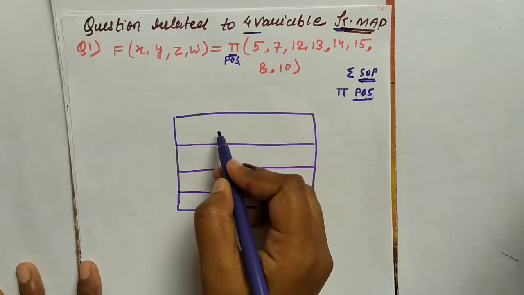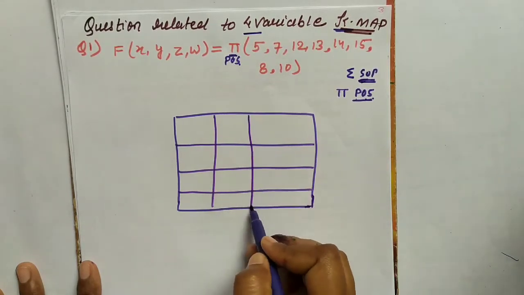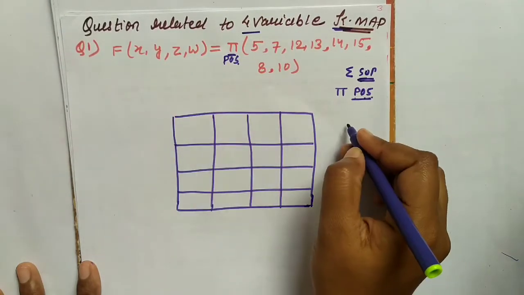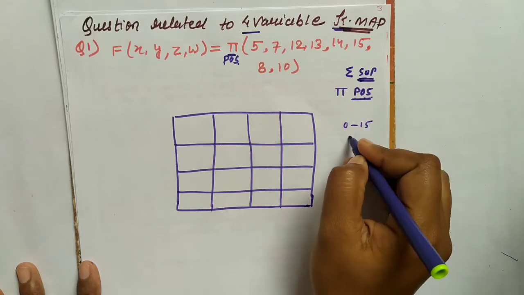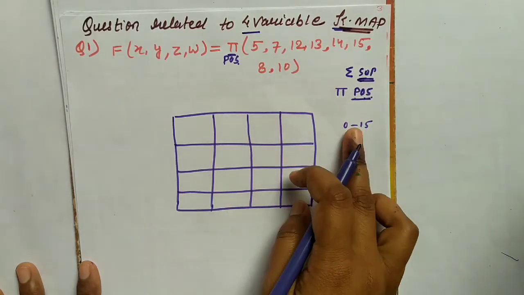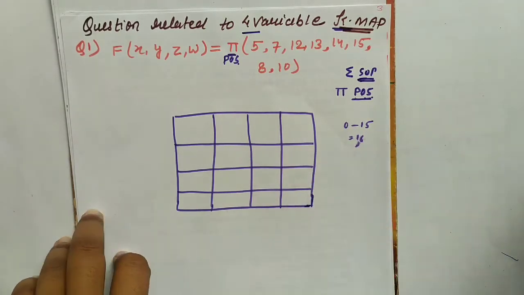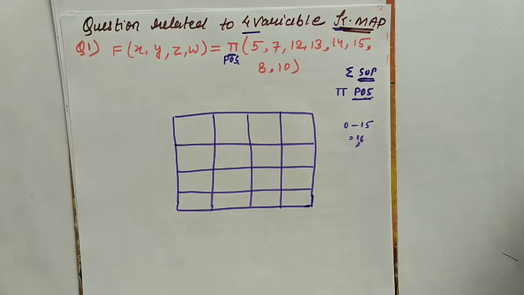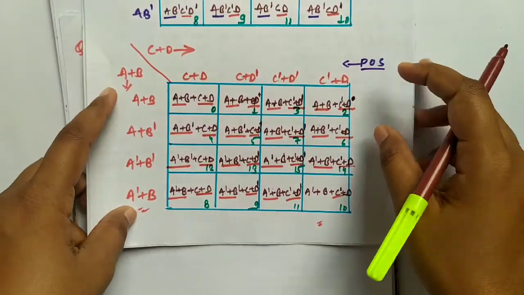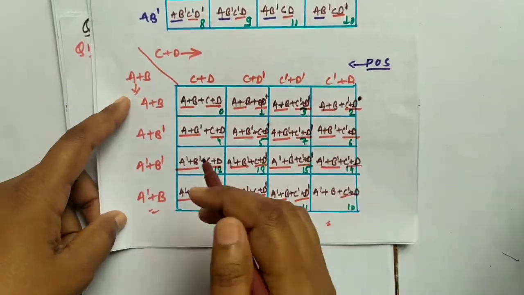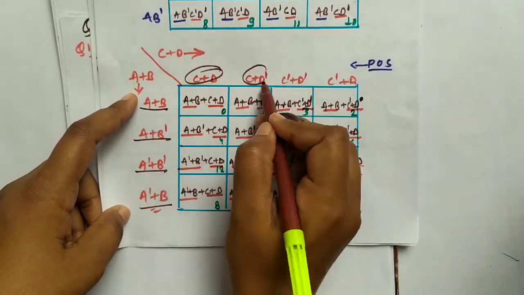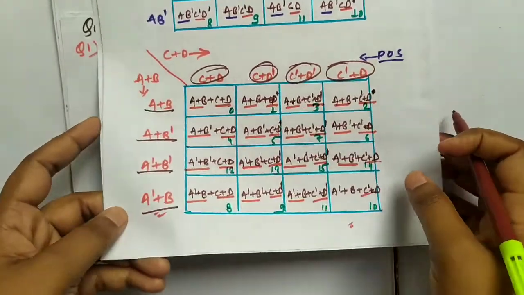Now we can make a total of 16 boxes, because there are 4 variables, that means 0 to 15, that means 16 boxes. So now we can write the values. I am showing a rough design. This is the design of the 4 variable K-map for the POS. This is the expression. We can write these values for that question.